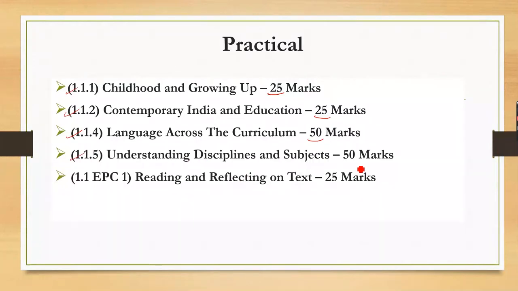1.1.5, understanding disciplines and subjects, you'll have a practical examination for 50 marks. And 1.1 EPC1, you'll have a practical examination for 25 marks. Okay. So basically you can see here that the total in case of practical is going to be 25 plus 25 plus 50 plus 50 plus 25. It's going to come up to 175.